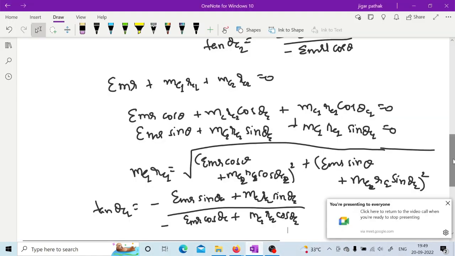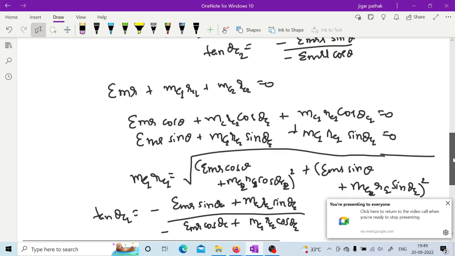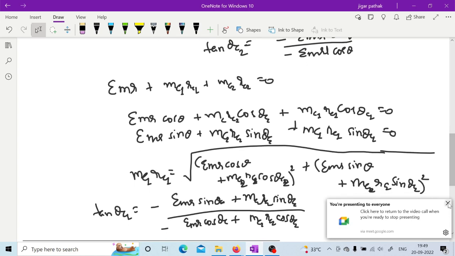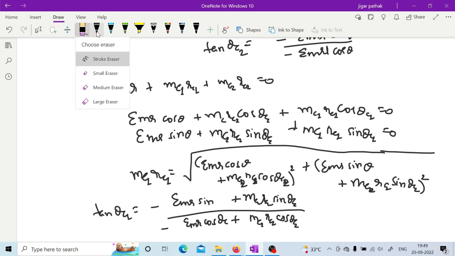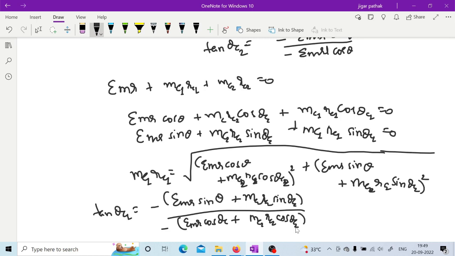So have you noted down this? There is sigma mr sin theta, no, in place of theta C. Last equation: here it is theta, here it is theta, right? And in that, here it is MC2 RC2 theta C2. Is it okay? Yes, sir. Cos theta C also there is theta. Okay, like this.